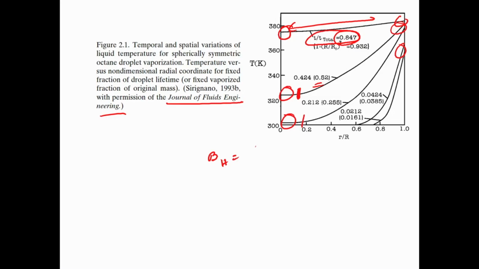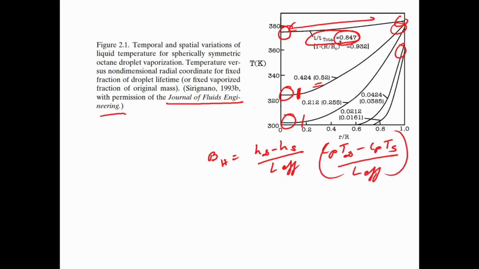Okay. Now, if you look at the definition of BH, what it was: H infinity minus HS divided by L effective, correct, something like that, where, well, you are familiar with Cp into T infinity minus Ts divided by L effective, equivalent definitions, it does not really matter. Now, here you can see that initially your L effective must be greater than L, right, because it is the initial heat up time.